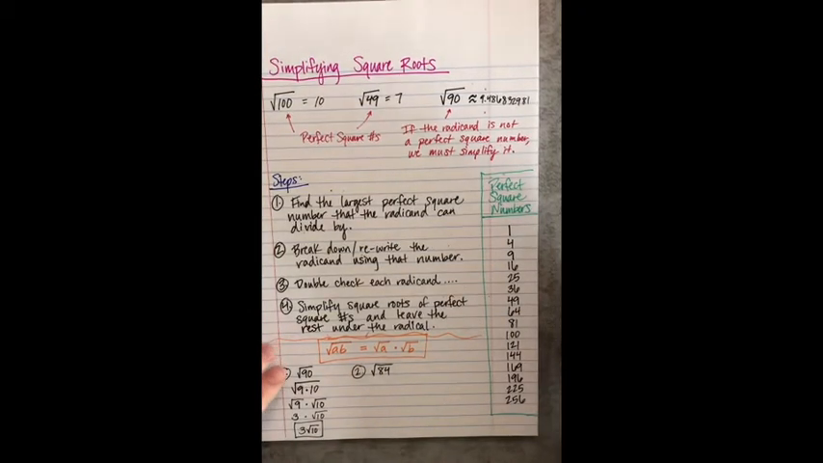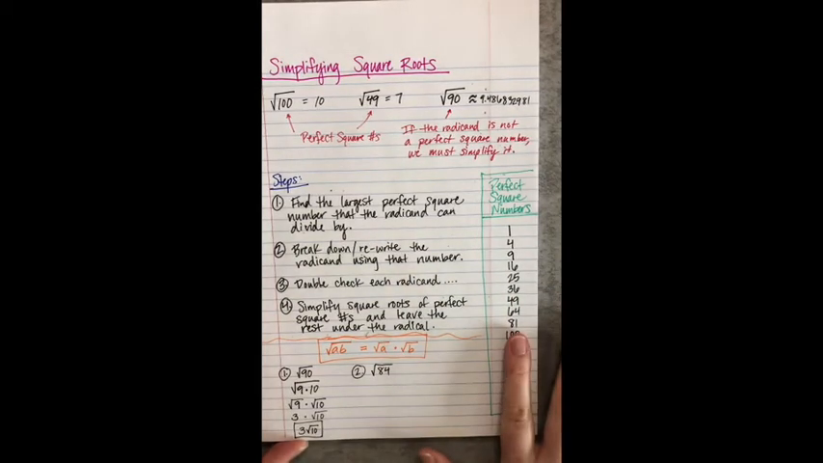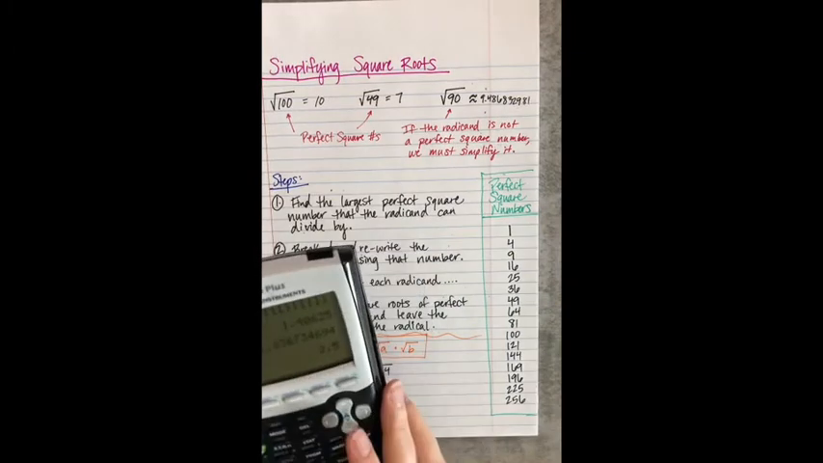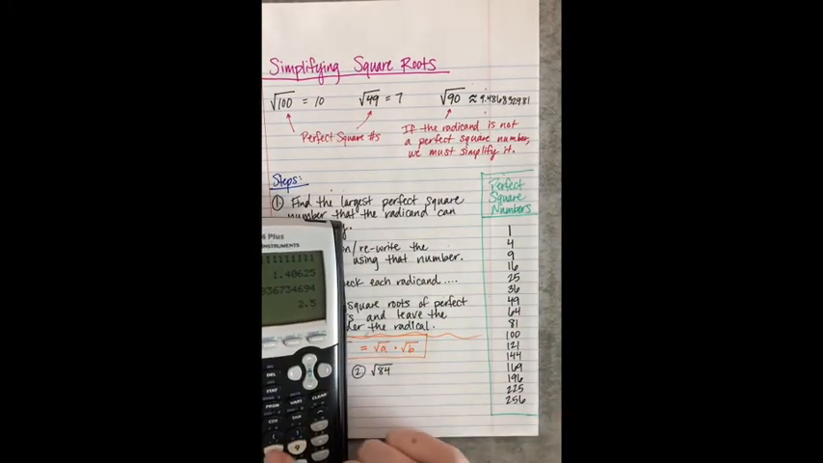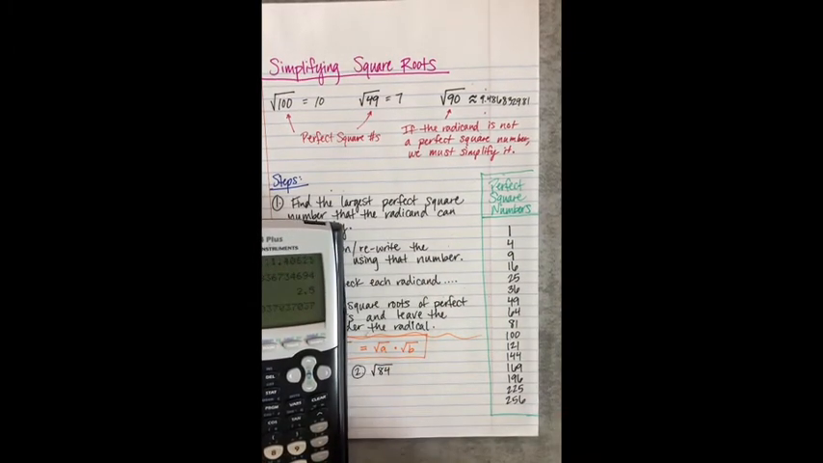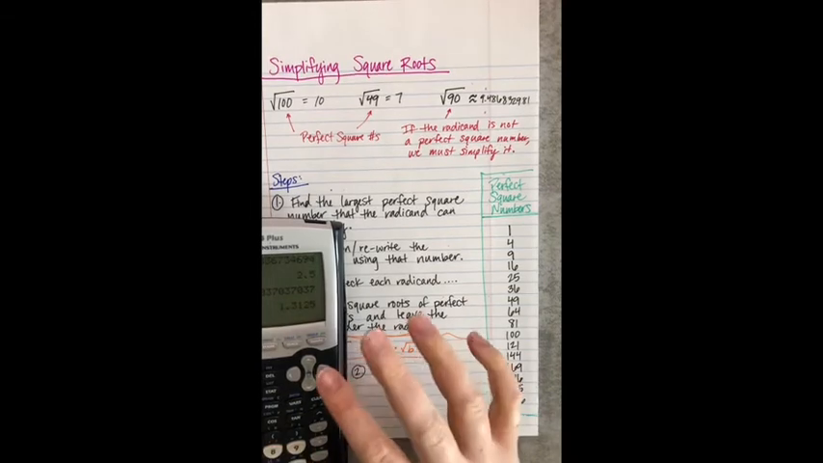Square root of 84, okay. Well, I know we're definitely not going to be able to divide by 100 and above. So I could get my calculator and start doing 84 divided by 81, not a whole number. 84 divided by 64, not a whole number.